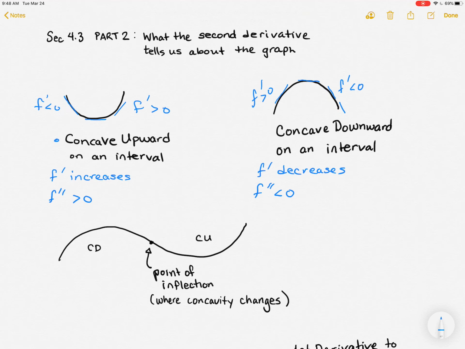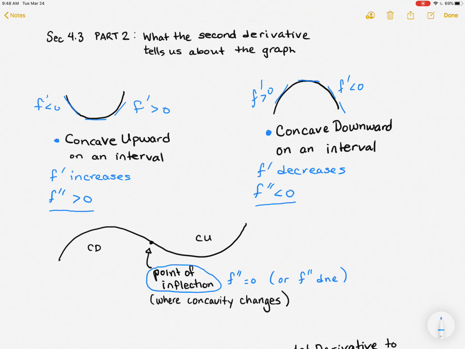A graph will be concave upward on intervals in which the second derivative is positive, and it will be concave downward on intervals in which the second derivative is negative. Where the second derivative changes sign from positive to negative or negative to positive will be called a point of inflection. That's going to be a place where the second derivative is 0, or in some cases, where the second derivative does not exist.